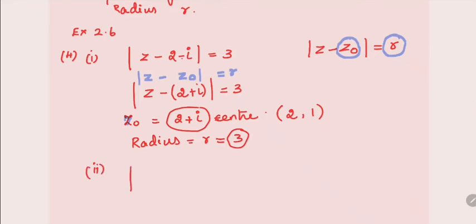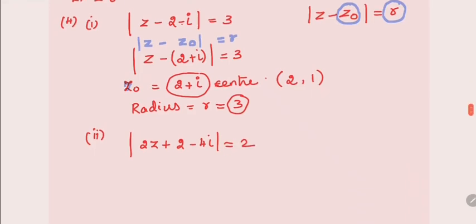In the second subdivision, what is given? It is |2z + 2 - 4i| = 2. This is the equation given. We have to check if this equation represents a circle, so we have to bring it to the standard form. It is written within the modulus. First you should have z. From all the terms you take 2 out, so it is |2(z + 1 - 2i)| = 2.